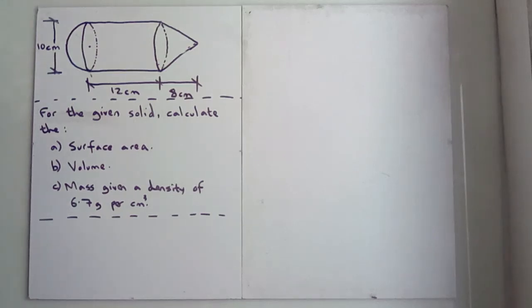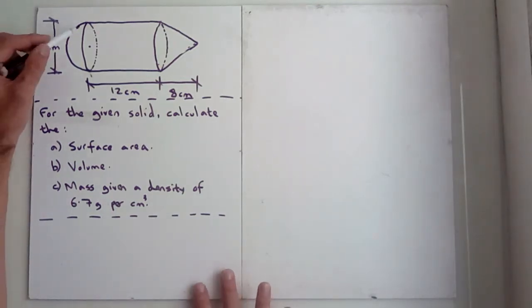For the given solid, calculate the surface area, volume and the mass, given that we're told it has a density of 6.7 grams per centimetre cubed. So this is kind of like a plumb bob, something that hangs on a piece of string to keep the string level, maybe made of iron, although we don't know the density of iron. But this is a compound shape and it's made up of 3 different parts.